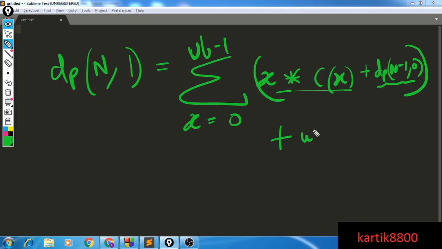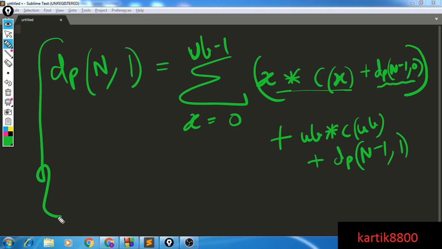The other case is that you put in ub at the leftmost position. In that case, you will get this contribution plus dp of n minus 1. You still need to think about the corresponding digit or digits of r, and this is your entire recurrence. In this, the only place you will ever have to think about is how to calculate c of x, and that I'll discuss while coding it up. But this is your solution. So let's start coding up.